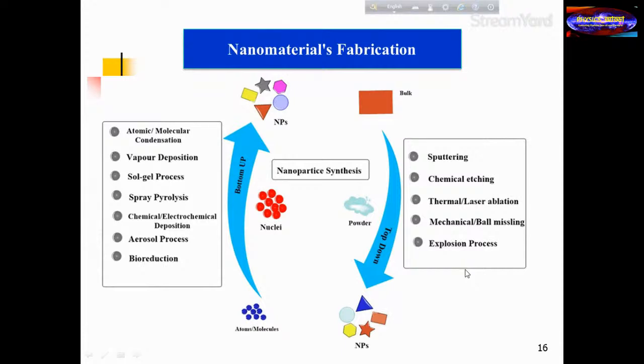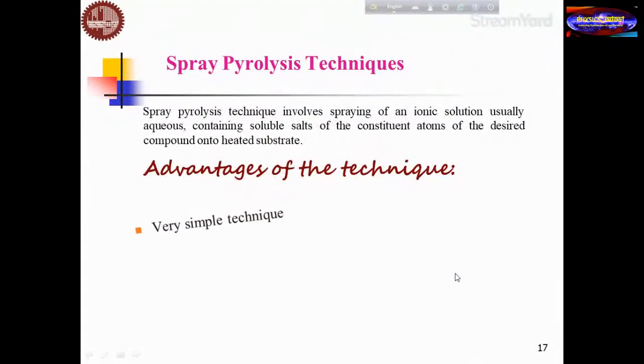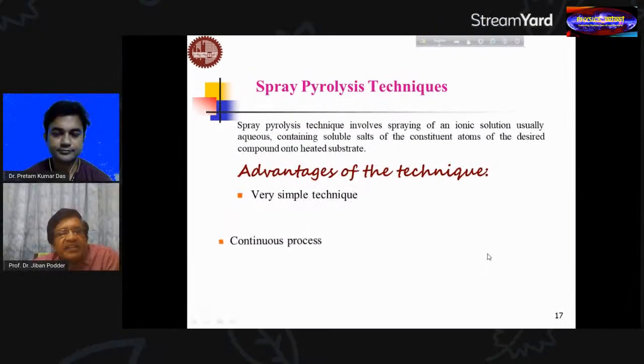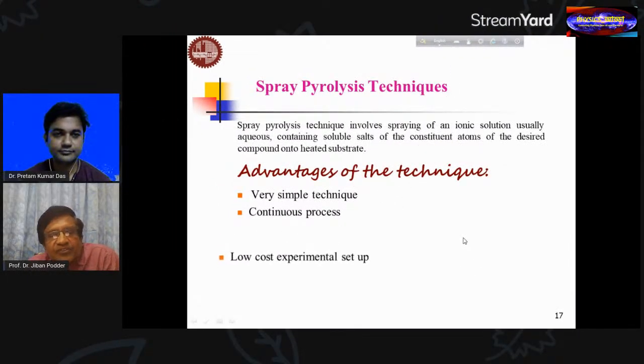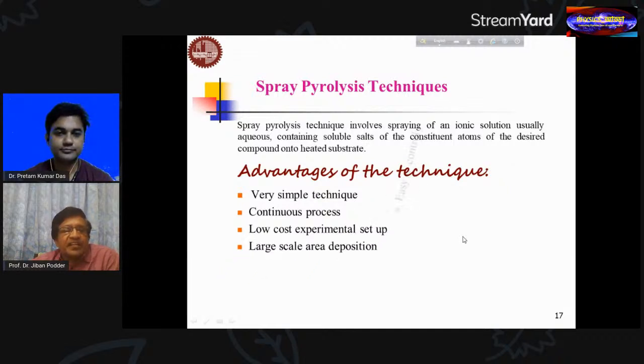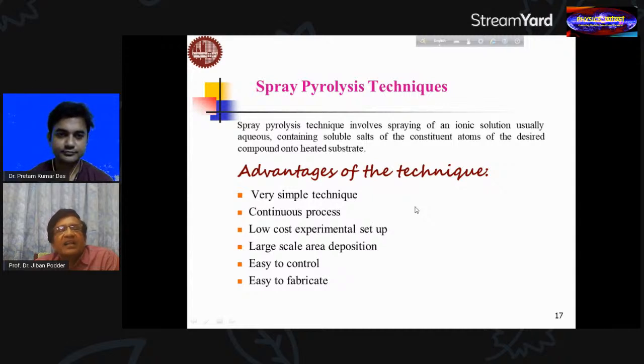But in my presentation, I will talk about the spray pyrolysis process, as this is very simple, very easy, a very low cost, inexpensive technique, a continuous process, and a very low cost setup. Large area, large scale deposition we can do, easy to control, and also easy to fabricate. And finally, we don't need a vacuum system. So that's why I have chosen the spray pyrolysis technique. Anyone can make this technique in the laboratory with minimum expenses, a few thousand rupees or taka, then you can make this system in the laboratory, and you can grow quality films.